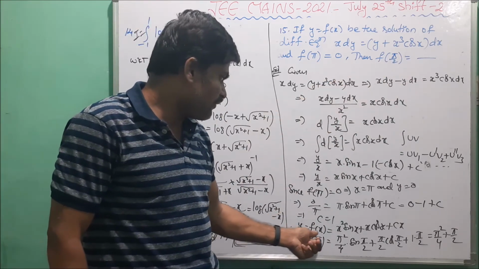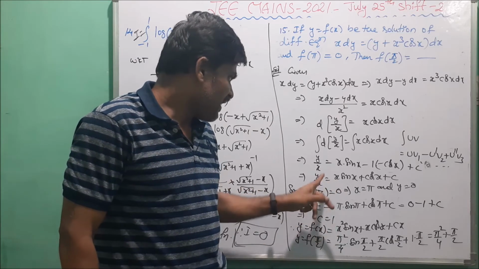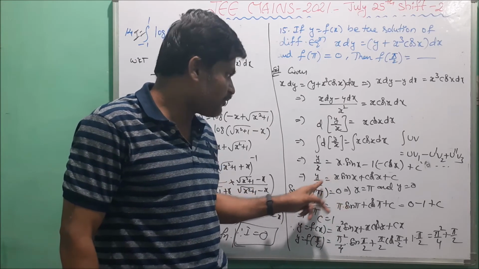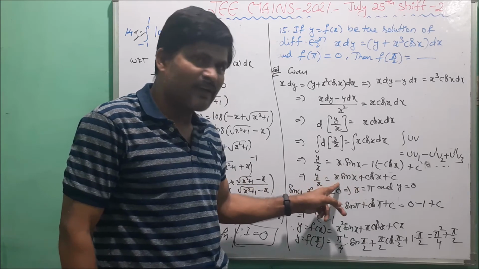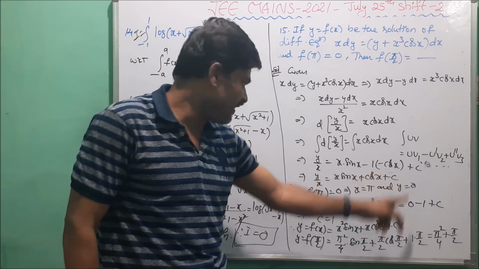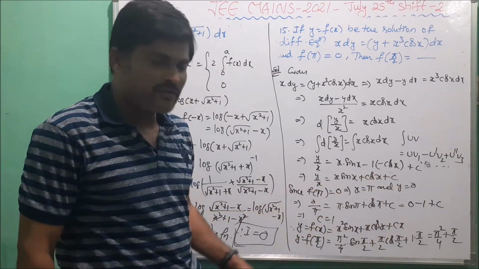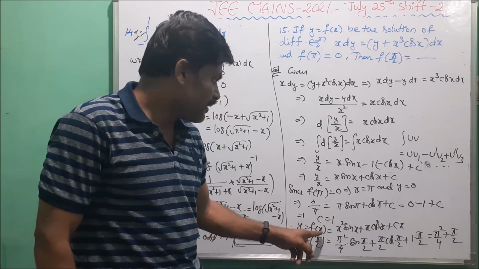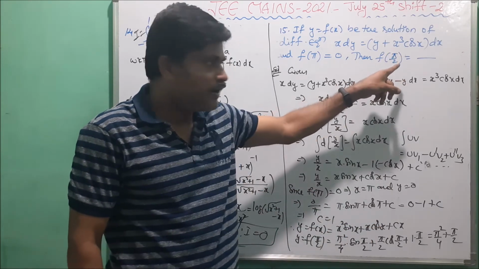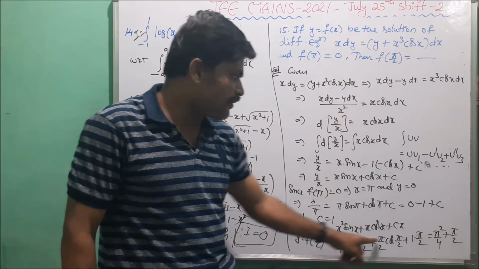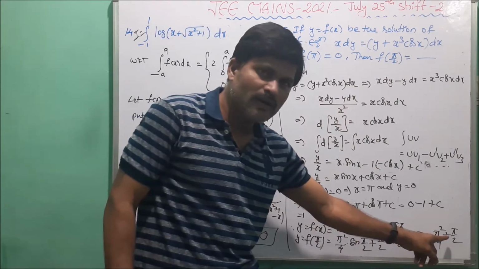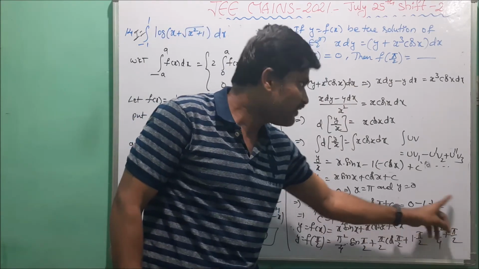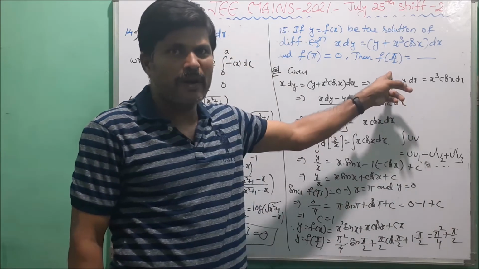Now therefore y equals f of x. Here we take x to the right side and multiply with x square sin x plus x cos x plus cx. So that is our final solution. In that, in place of x, it can be replaced by pi by 2, and simplifying, our final solution is pi square by 4 plus pi by 2. This is the solution of f of pi by 2.